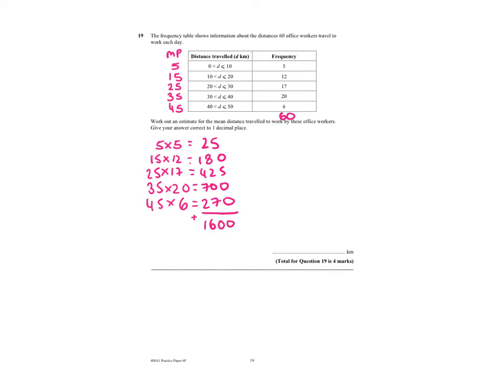If I add them all up, I'm going to get a total value of 1600. Now I have my total value, so 1600 divided by 60 is 80 over 3, which is equivalent to 26.666 recurring. And give your answer to one decimal place. So I want one decimal place. The number beside it is 5 or more. So I'm going to round up: 26.7 kilometres.